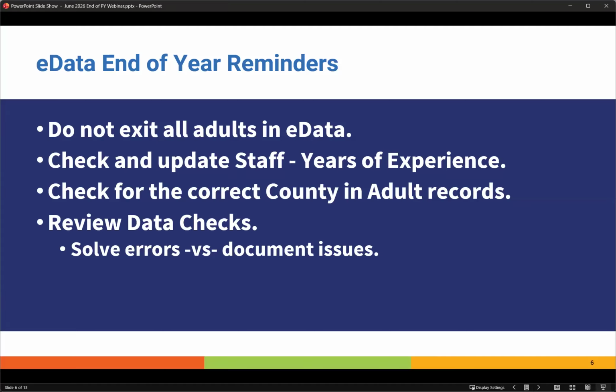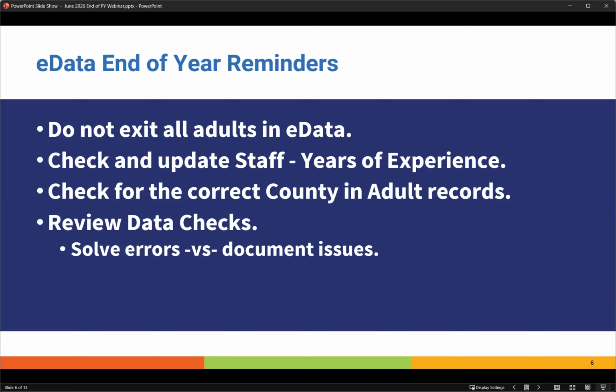All right, so more end of year reminders. Just want to cover all these bases to make sure everything is all set and squared away for the end of the year. These are more tips and reminders. Do not exit all of your adults in eData. Only exit the adults who have an appropriate exit date. In the template on the hours page, there is an adults with 0 hours in the last X number of days. You can set the number of days as a variable in the little drop-down menu. If you run that and set it to 90 days, you can see which students have not attended your program within the past 90 days.